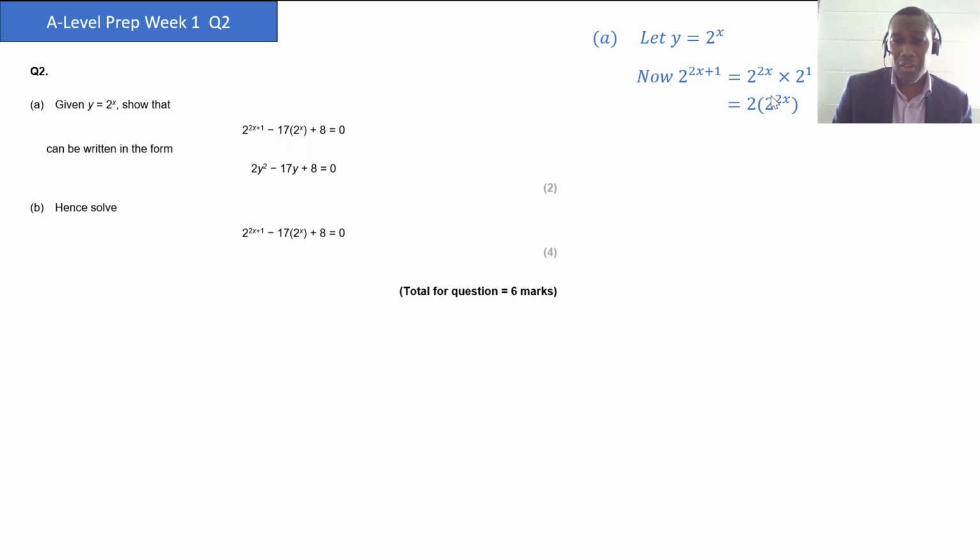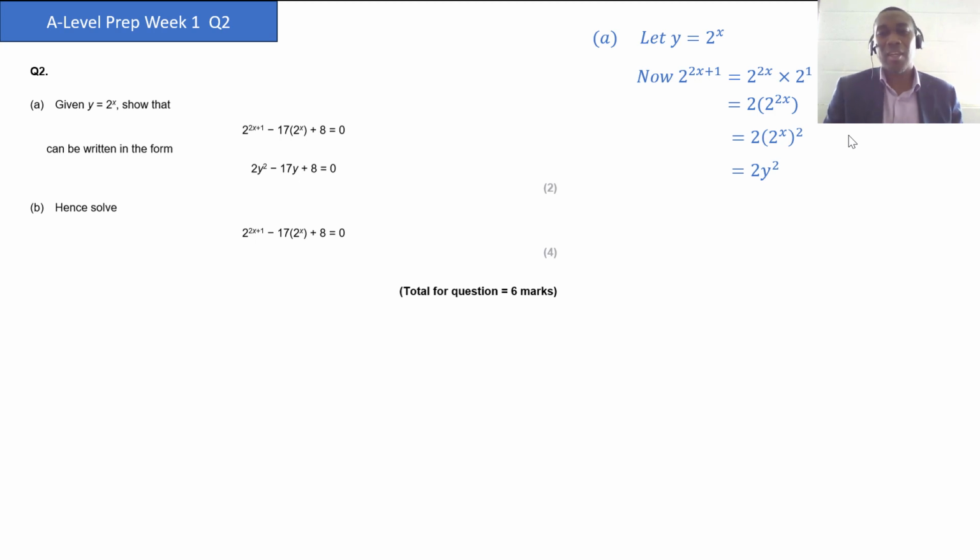Rules of indices for brackets: multiply. So I can write 2 to the power 2x as 2 to the power of x, all squared. That's y squared, because if in brackets, you would multiply the powers, so 2 to the power x, all squared, is the same thing as 2 to the power 2x. Brilliant, isn't it? Some nice fun there.